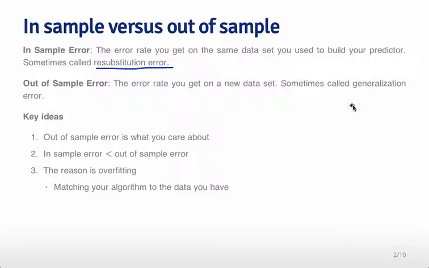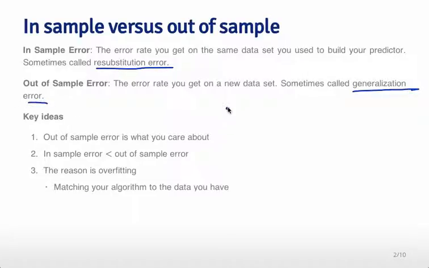In-sample error is always going to be a little bit optimistic for what the error is that you would get on a new sample. The reason is that in your specific sample, sometimes your prediction algorithm will tune itself a little bit to the noise that you collected in that particular data set. When you get a new data set, there'll be different noise, and so the accuracy will go down a little bit. So what we do is we look at this out-of-sample error rate. This is sometimes called the generalization error in machine learning.